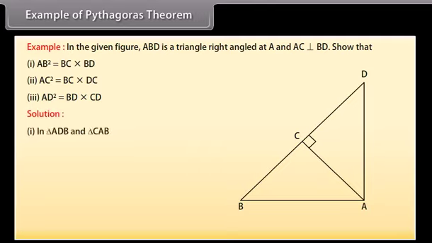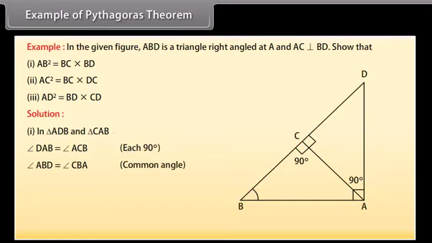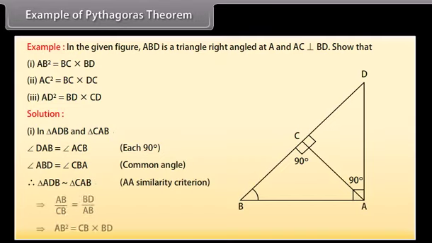Solution. 1. In triangle ADB and CAB, angle DAB equals angle ACB, each of 90 degrees. Angle ABD equals angle CBA, common angle. Therefore, triangle ADB is similar to triangle CAB by AA similarity criterion, which implies AB square is CB into BD.